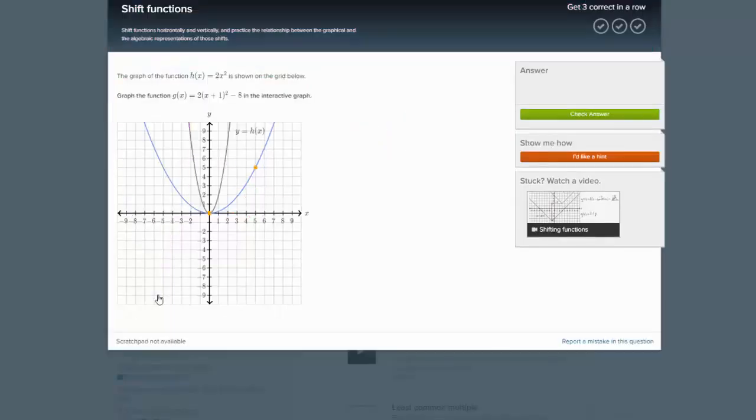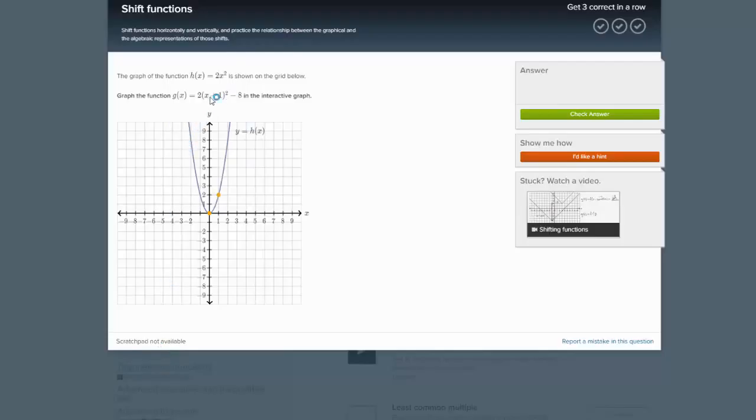The graph of function h of x equals 2x squared is shown on the grid. Graph the function 2 times x plus 1 squared minus 8. So I think the first thing I want to do is match up this blue with this gray. So let's see if we can do that. Okay, so we might have to go up, or actually I could go down. There, now it's right on.